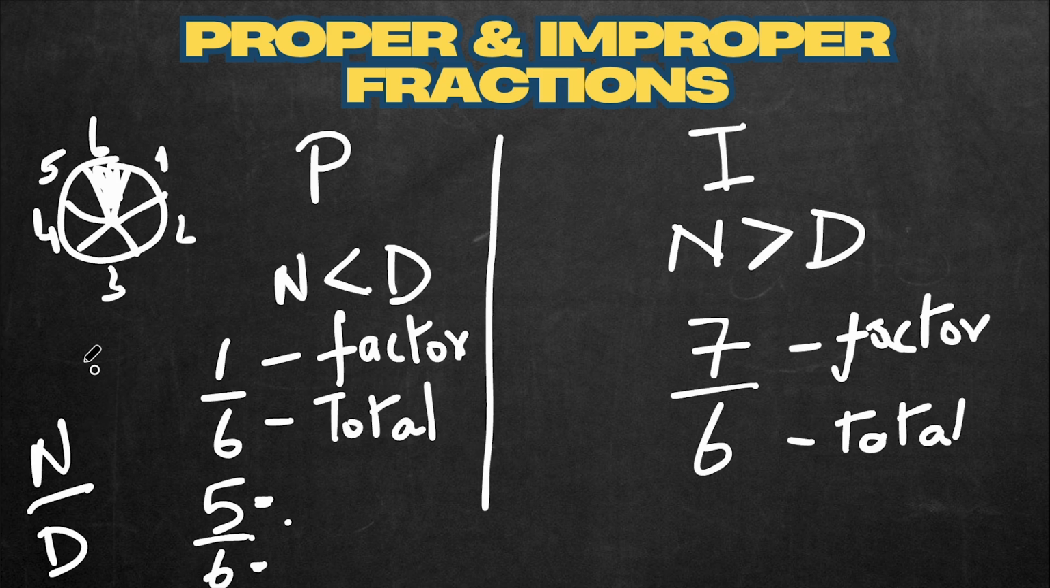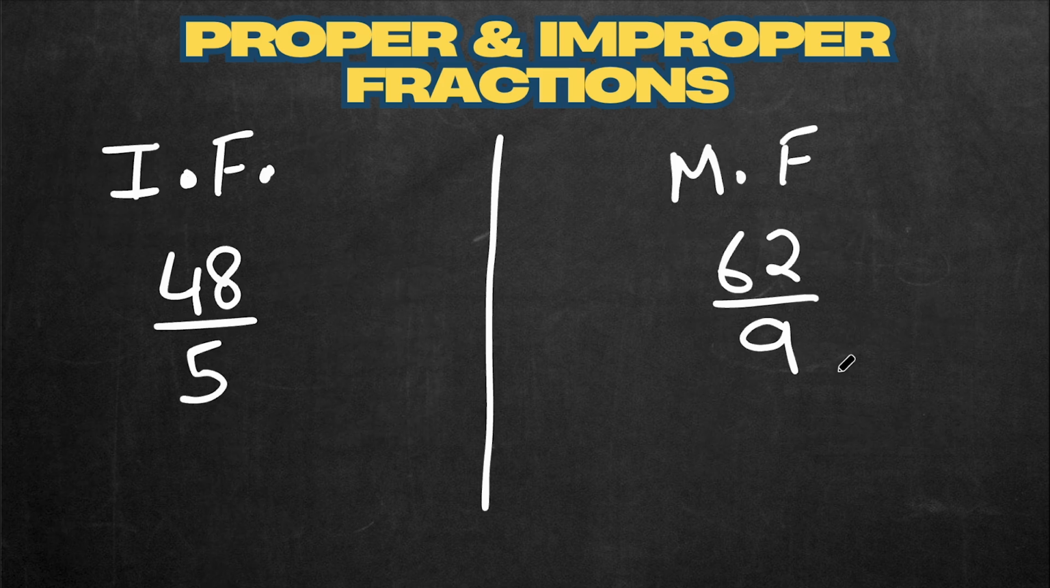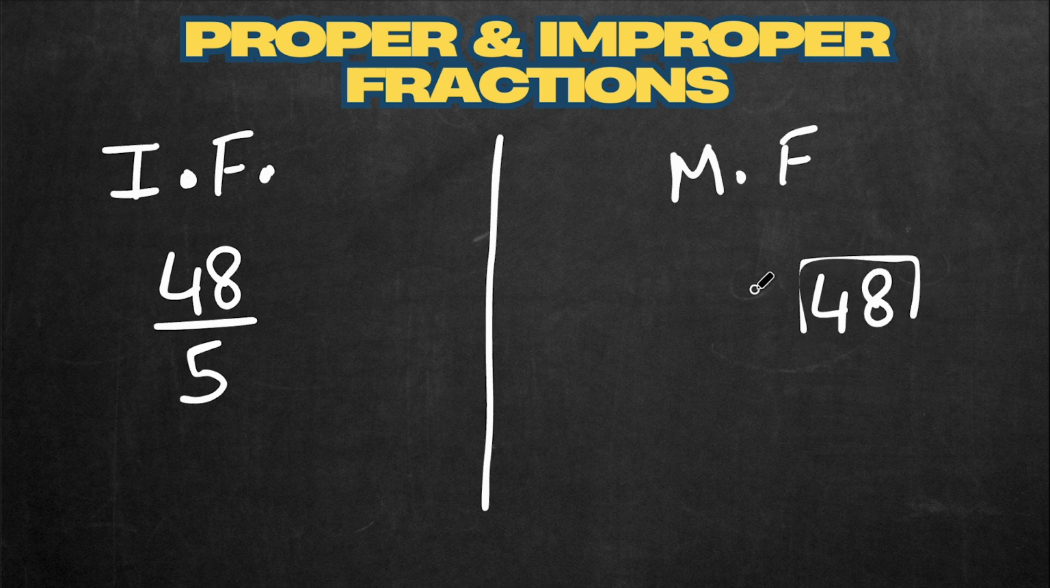Okay? And with that comes the concept of mixed fractions. So let me show you. So as you can see, there is an improper fraction 48 over 5. As I said, the numerator is much bigger than the denominator, so it's an improper fraction, right? How can we change that into a mixed fraction? Let me take this 62 over 9 away for a moment and let's make a mixed fraction out of 48 over 5. To do that, I will divide 48 by 5.